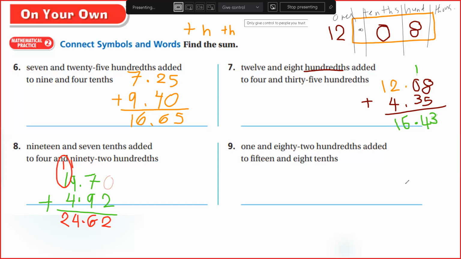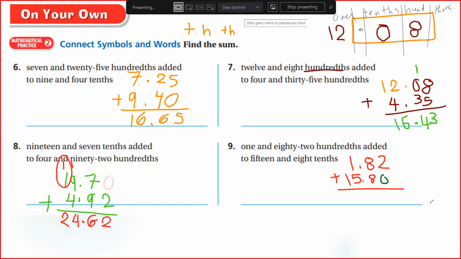Now, after Lamia, I want Malak Anas. Yes, Malak. 1 and 82 hundredths. How you write it? Yalla. 1 and 82 hundredths. How you write it? Bravo. Hundredths. Added to 8. Thank you. Then next.